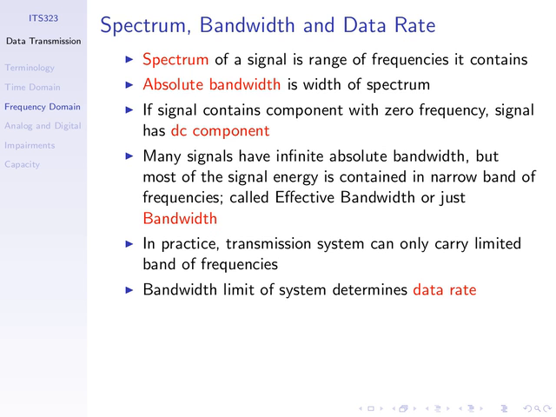The absolute bandwidth is the width of that spectrum. It's the difference between the minimum frequency component and the maximum. In our example, signal SC of t, absolute bandwidth is the difference between the minimum frequency and the maximum frequency in the spectrum. In our case, maximum 300 Hertz, minimum 100 Hertz, absolute bandwidth 200 Hertz.